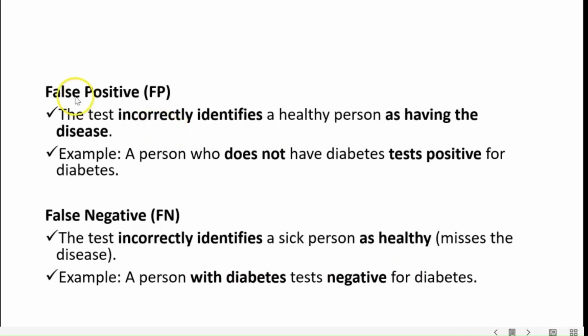Third scenario may be false positive. It means the test incorrectly identifies a healthy person as having the disease. For example, a person who does not have diabetes but is tested positive by the test. Fourth scenario can be the false negative. It means the test incorrectly identifies a sick person as healthy and it misses the disease. For example, a person with diabetes tests negative for diabetes.